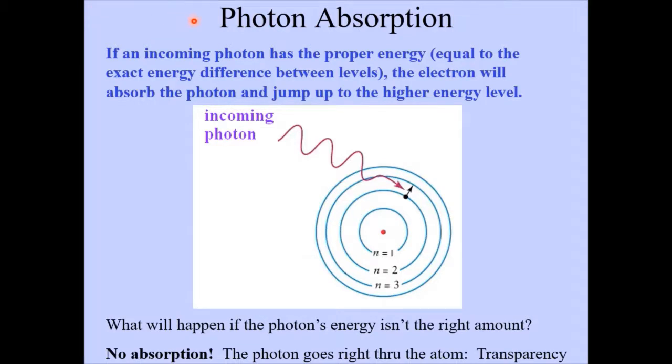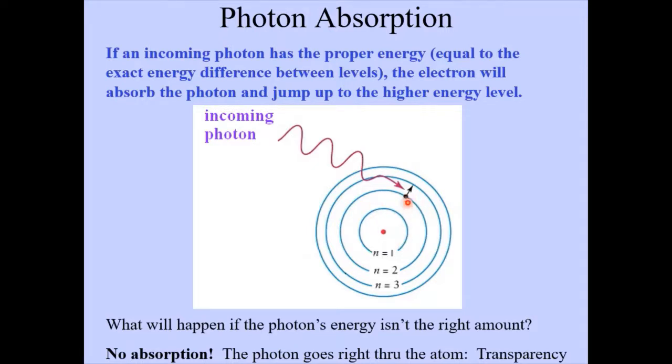The converse process to photon emission is called photon absorption. This says that if an incoming photon has the proper energy equal to the exact energy difference between energy levels, the electron will absorb the photon and jump up to the higher energy level. So to see how this works, here again is our picture of our Bohr model. Here's the nucleus, and these are all the energy steps.